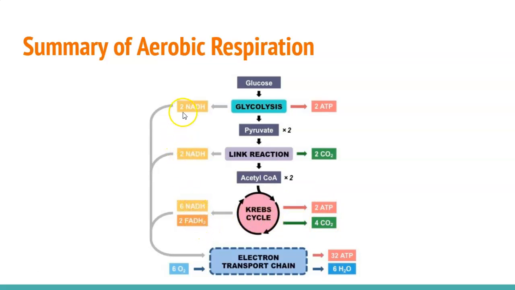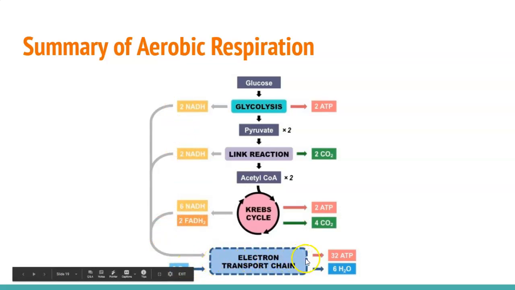All of these electron carriers go into the electron transport chain along with some oxygens. After the electron transport chain, you end up with 32 ATP and 6 molecules of water. That is your total outcome.